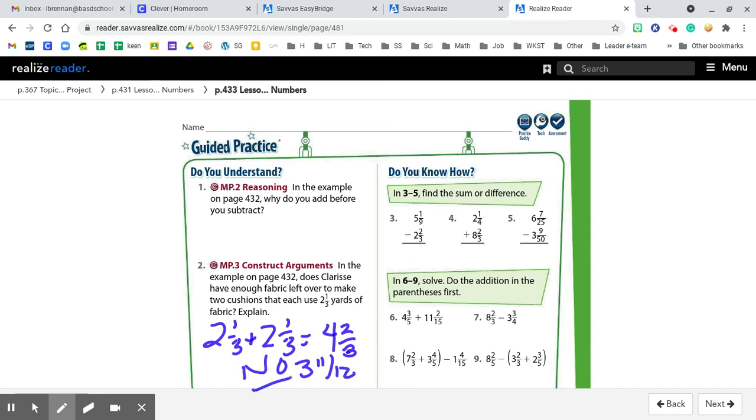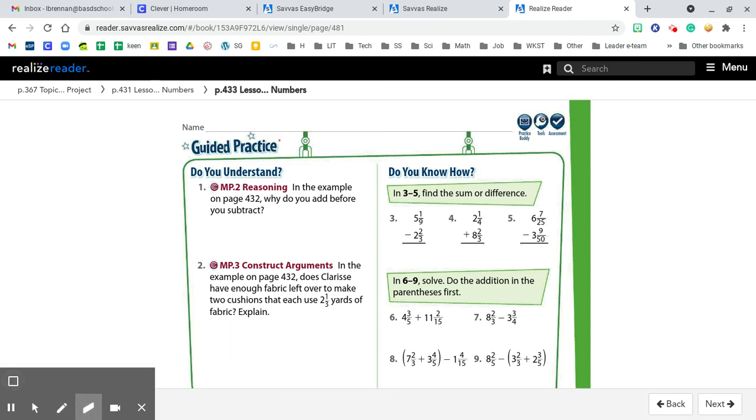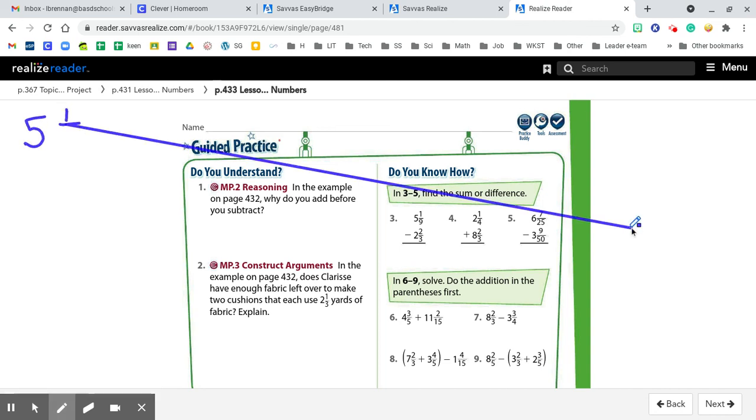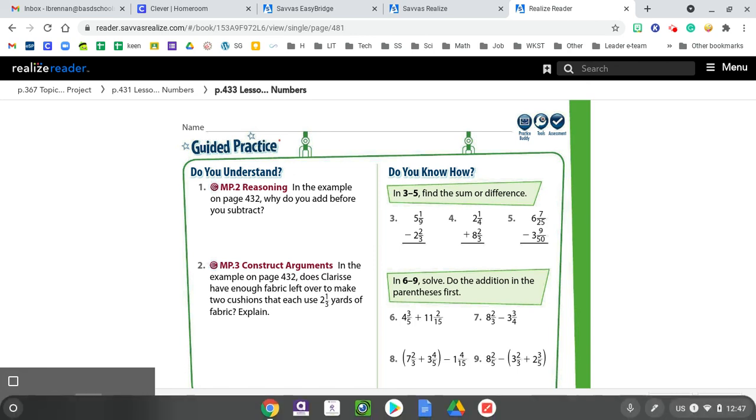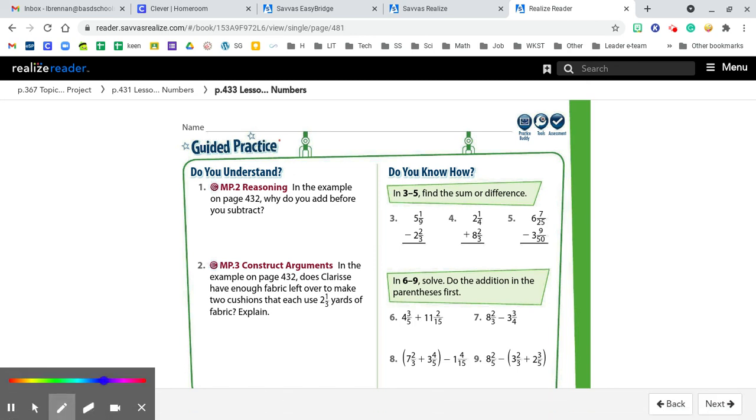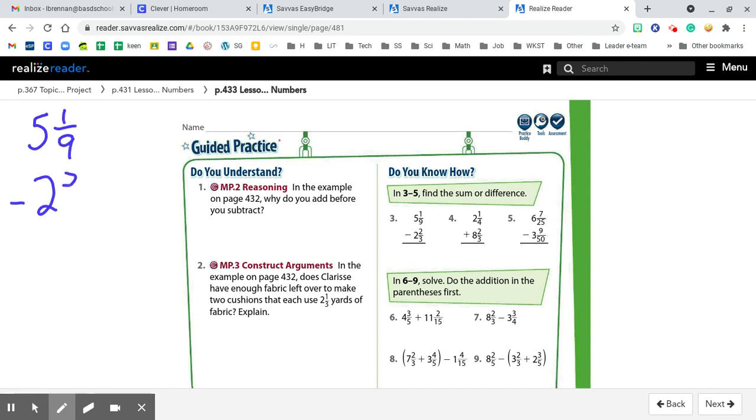All right, now we'll do some of the computation. Make sure you have a good work area and rewrite the problems if you need to. Silly me. Accidentally hit the space bar. Okay, 5 1/9. Try that again. Minus 2 2/3.